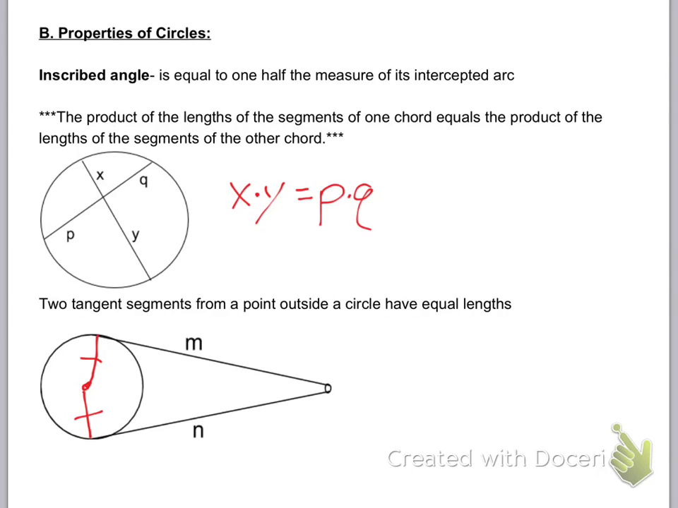We also said yesterday that those radii and the tangent lines meet at what kind of angles? 90? So they're both right. Now, watch this. What if I drew a line segment connecting the point on the outside to the center? I would actually form 2 right triangles.